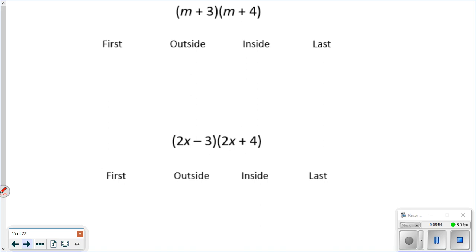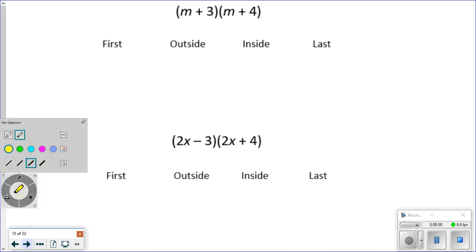So let's keep going on our note sheet. We're going to multiply the first terms in our parentheses. So basically you're distributing this m to this m. The first terms listed, so distribute the m to the m. M times m is m squared.